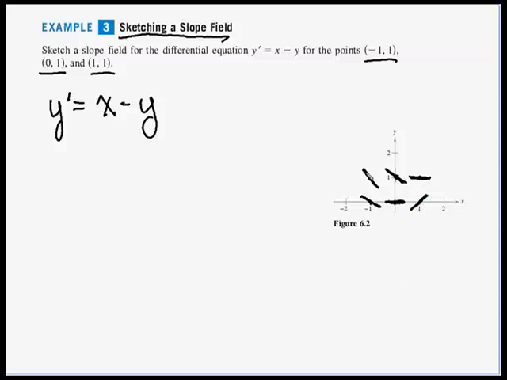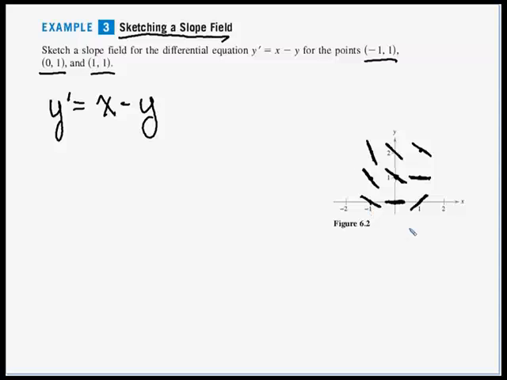And let's do another row. Negative 1, 2 would be right here. Negative 1 minus 2 would be negative 3. Nice steeper slope. Right on the y-axis, that would be 0, 2, or 0 minus 2, negative 2. Our next point would be 1, 2. 1 minus 2 would be negative 1, going downhill.